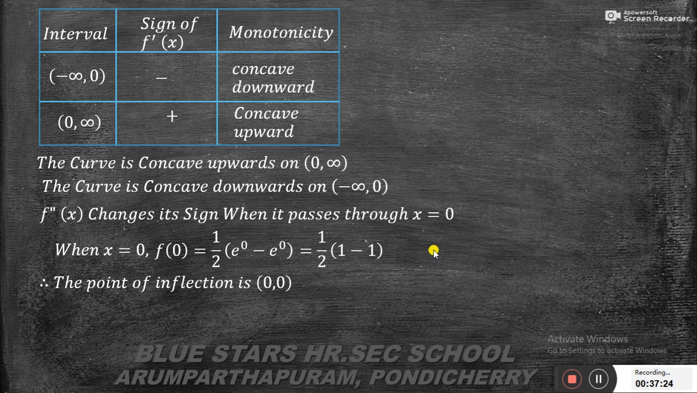So f of 0 equal to 0 means y equal to 0. We know the x point is 0 and the y point is 0. Therefore the point is 0 comma 0. This point we call the point of inflection. Therefore the point of inflection is 0 comma 0. This is our inflection point.